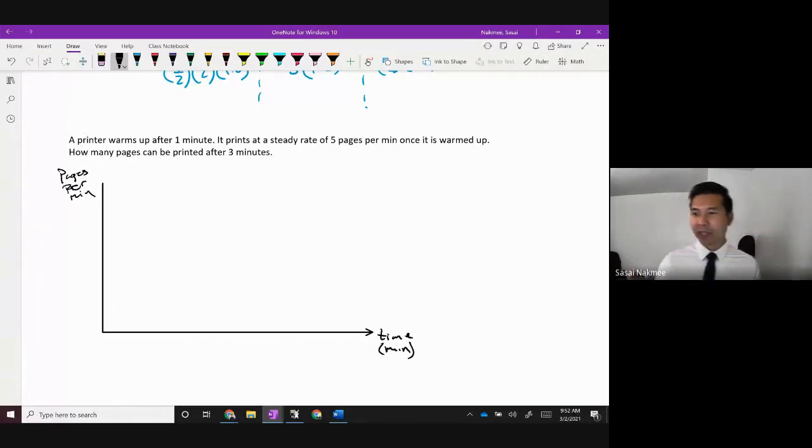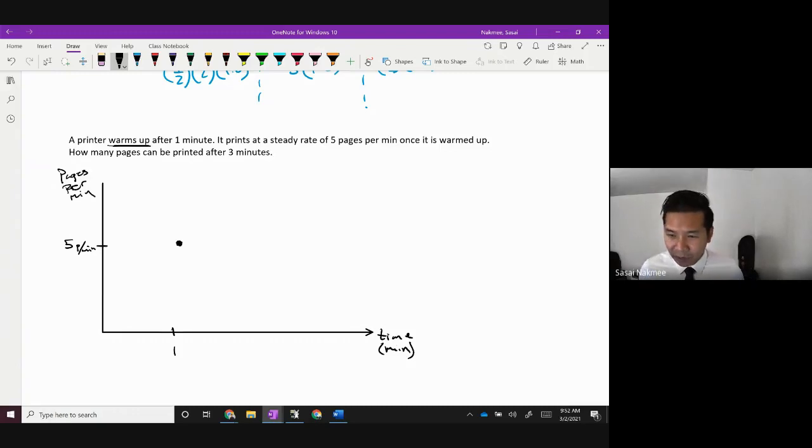Monica's saying it's a rectangle. Now, it's a rectangle. Brandon's going, it's a rectangle after a minute. After a minute. Because it does what? It needs to warm up, right? So after a minute, it does get to this line right here of 5 pages per minute. Right, 5 pages per minute. So after 1 minute, it's going to be right here.